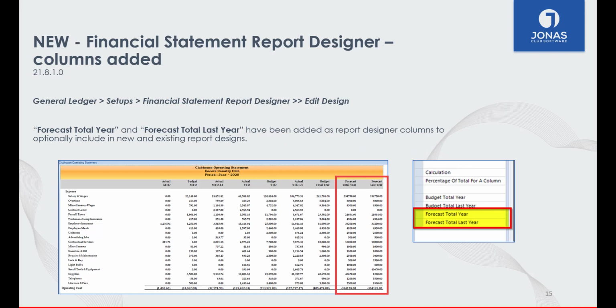Let's take a look at General Ledger. In the Financial Statement Report Designer, for those that use forecasting values, we have added the ability within a financial report design to report on the forecast total year and forecast total last year. These are new report columns that can be added to a report, like seen in the example here.